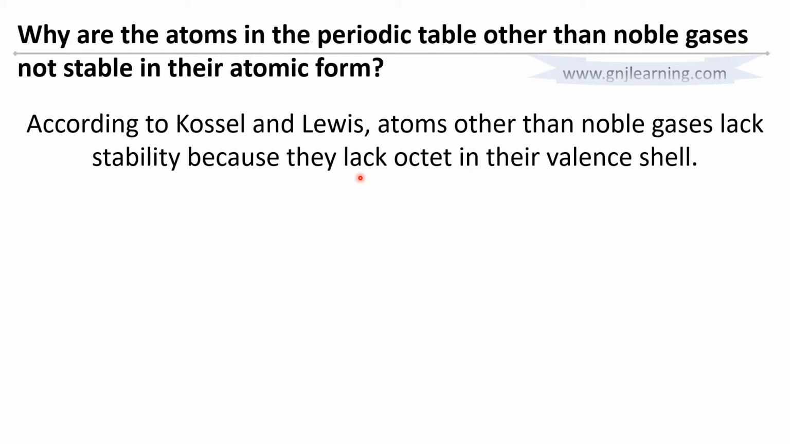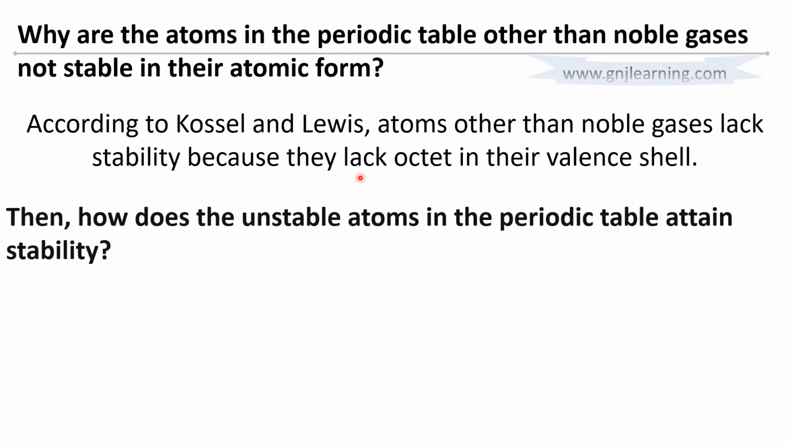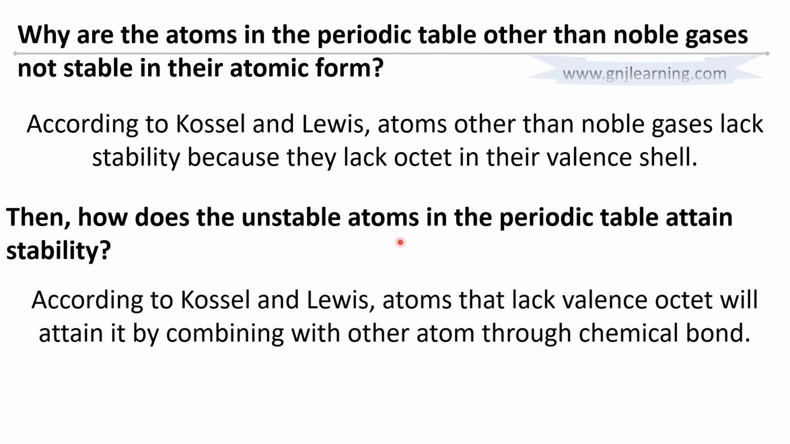So again the next question: how do the unstable atoms in the periodic table attain stability? In order to attain stability, they also need octet. So all those unstable atoms require octet. So how will they get it? To get the octet, they will combine with other atoms.